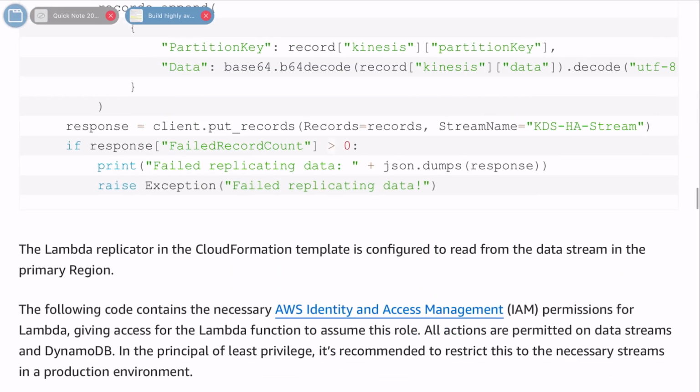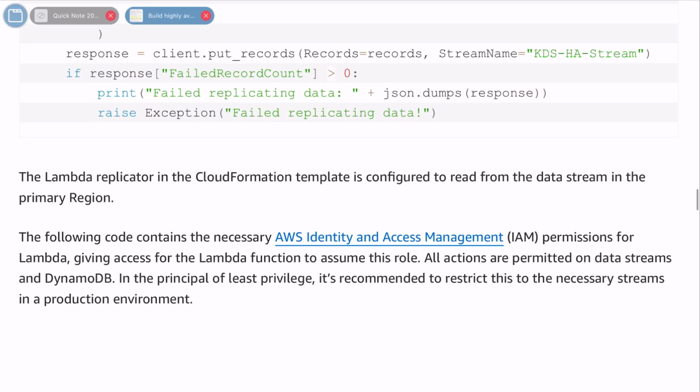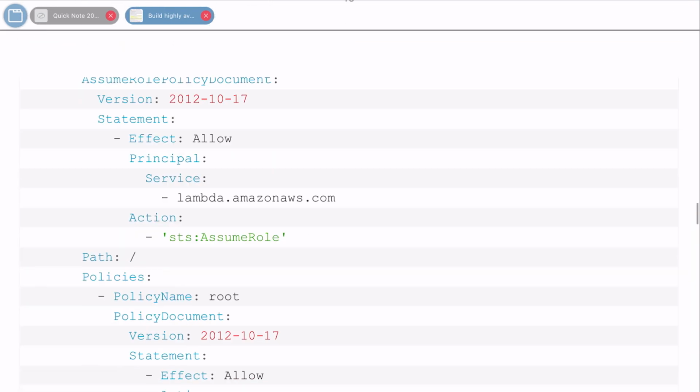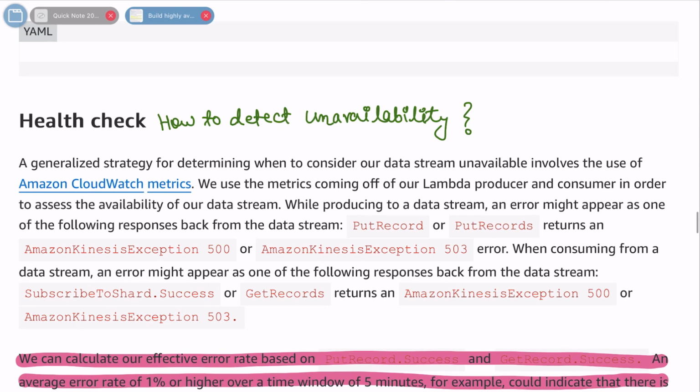Okay, now this is the related code which we will not be going through, but definitely if you want, you can go through it, and you can also try this architecture at your end in your AWS account. Now around what if, how will you detect specifically when the service goes down, right? You will have to have some kind of mechanism which will figure out, okay, so this Kinesis data stream is not available, now let's switch to region 2. So how will you detect that?